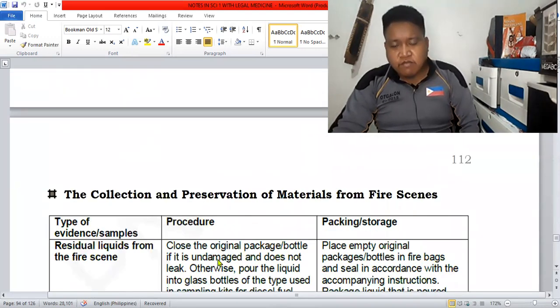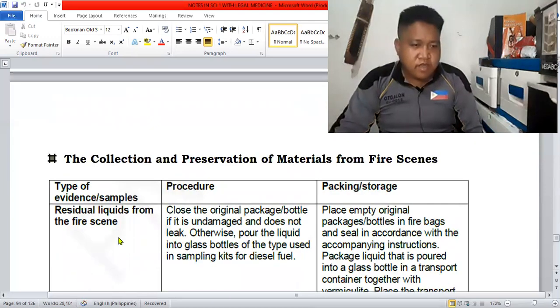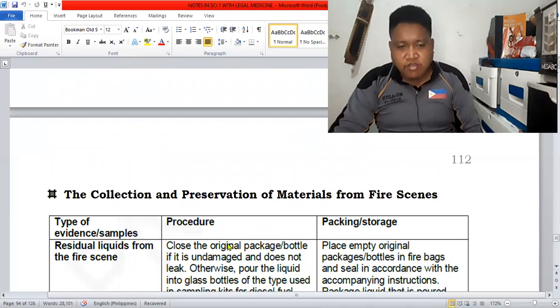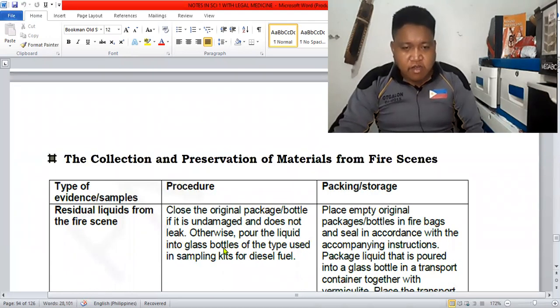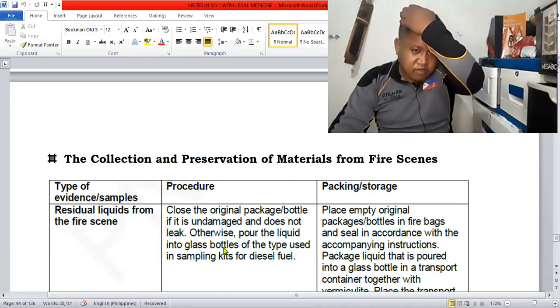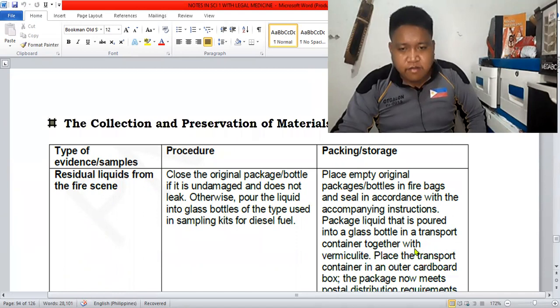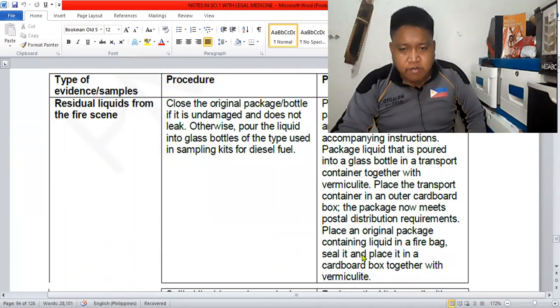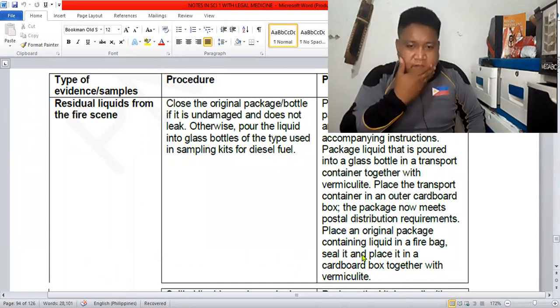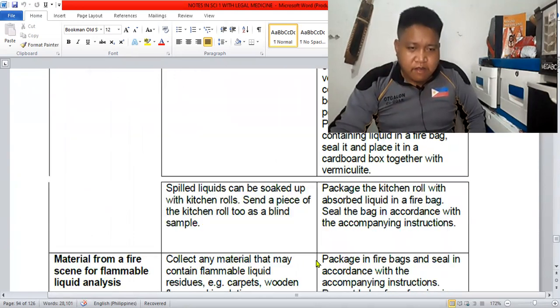Collection and preservation of materials from fire scenes. Residual liquids, close the original. Anyway, you have your fire investigation. Close the original package or bottle if it is undamaged and does not leak. Pakibasa na lang yan.